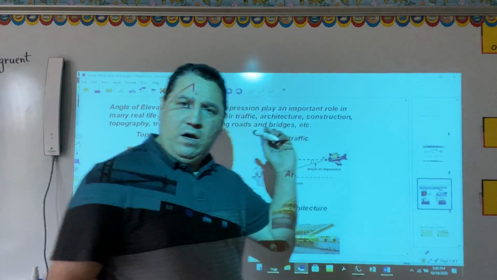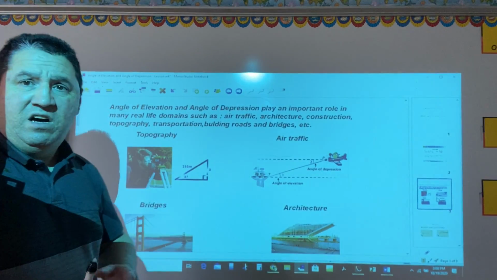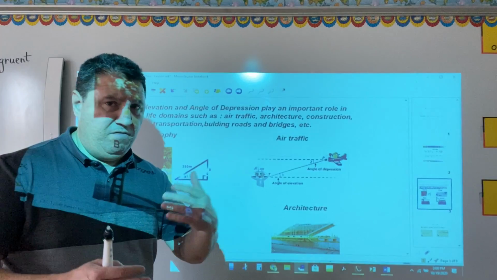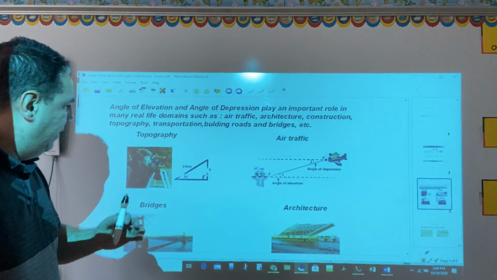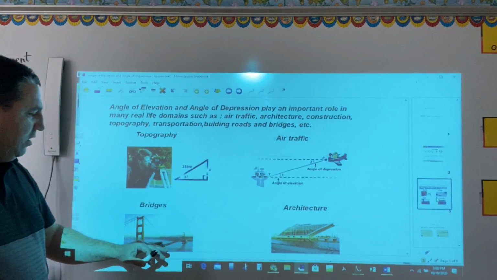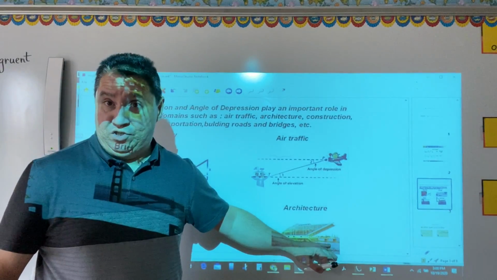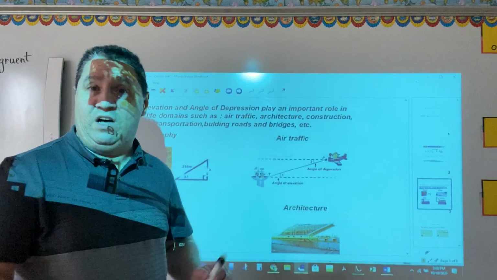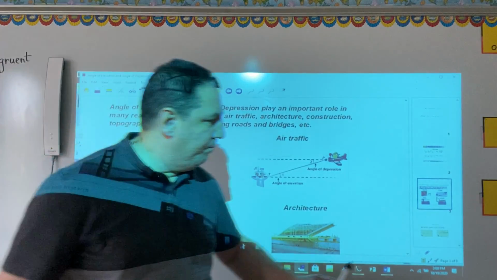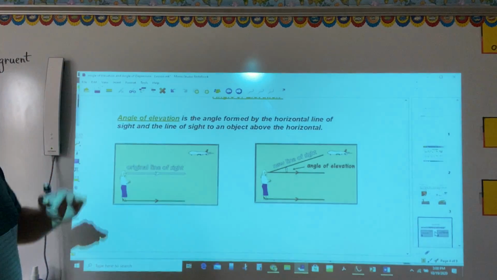This topic is very important in many fields like topography, air traffic, building bridges, architecture. So it's important to understand this topic. Good. First, angle of elevation.